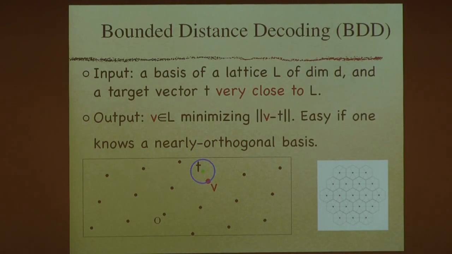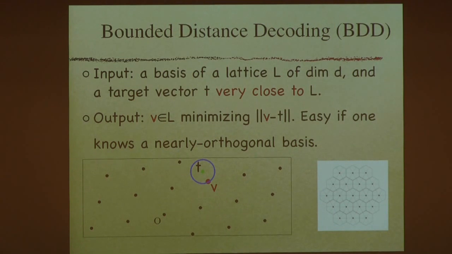So to see that, the basic problem that we're going to use is bounded distance decoding, by analogy with coding problems. Here, it's a cousin of the shortest vector problem. You're given a basis of a lattice, but you're also given a target vector, which is not any vector. It's going to be a vector in the space very close to the lattice. It's not a random point. And the goal of the problem is to find a lattice vector minimizing the distance.